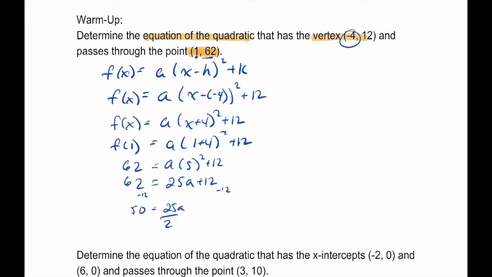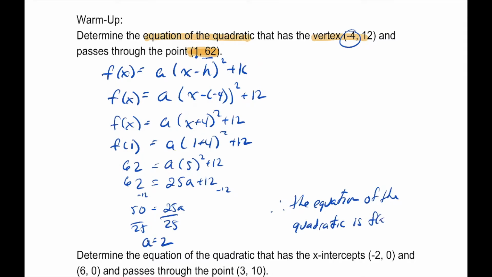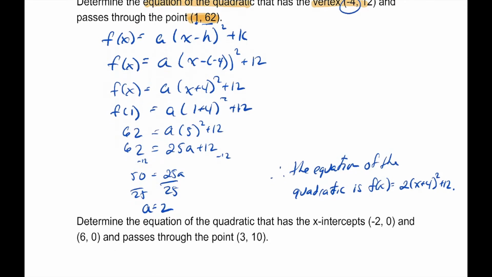So we get 50 is equal to 25a. Divide both sides by 25. Finally, we get a is 2. So therefore, the equation of the quadratic is f(x) is equal to 2 times (x plus 4) squared plus 12. Okay, so that's how we would do a question like that.